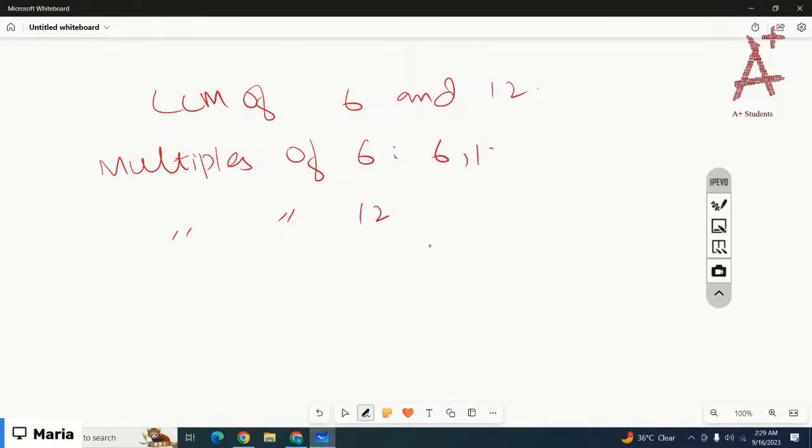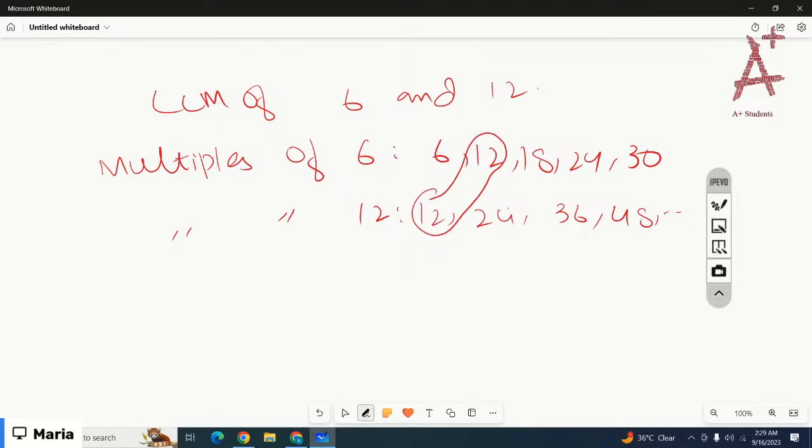6 times 1 is 6, 2 is 12, 3 is 18, 4 is 24, 6 times 5 is 30, right? 12 times 1 is 12, 2 is 24, 12 times 3 is 36, 12 times 4 is 48, and so on. Okay, just look at the common numbers. 12 is common, 24 is also common, then 36 is common, and then so on. You have so many common numbers, but the least one, the smallest one, is 12.